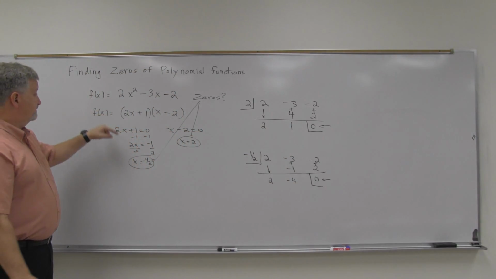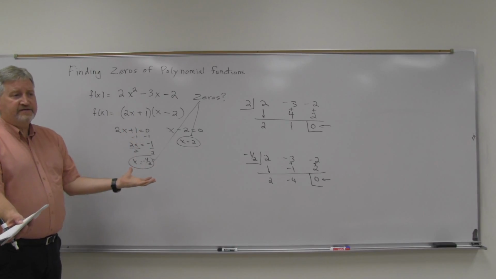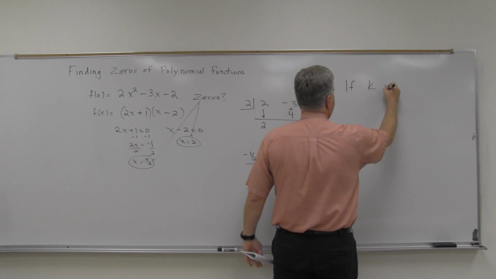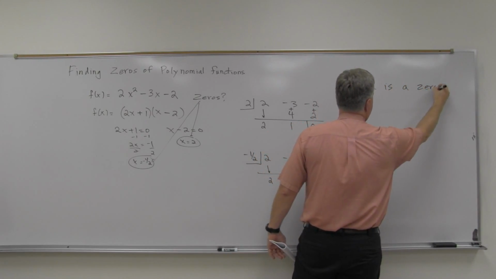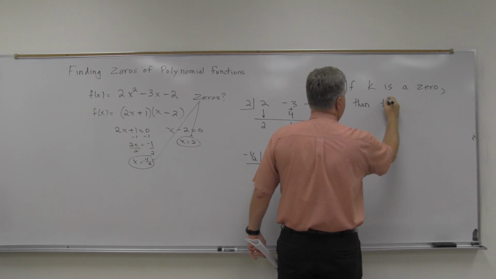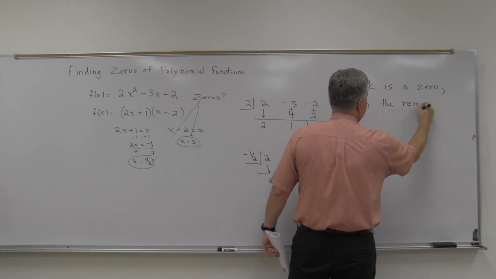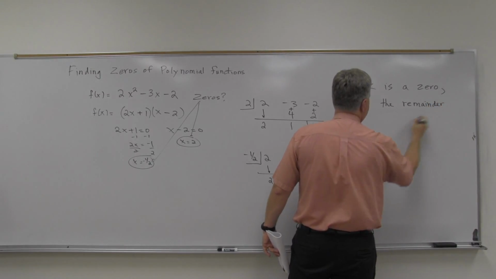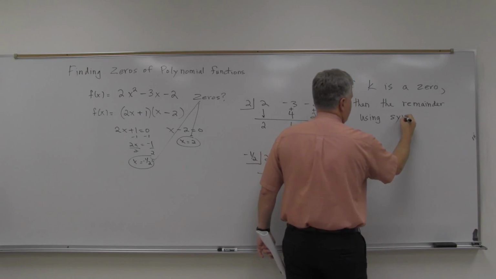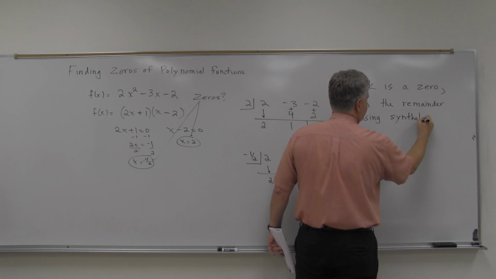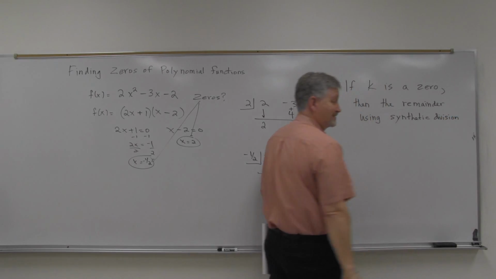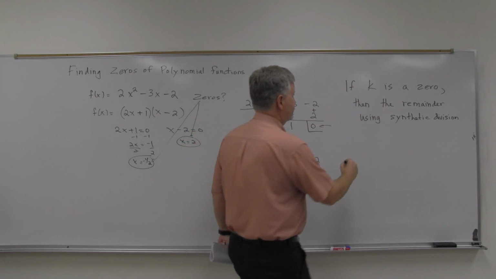Okay? So if k is a 0, or whatever you want to call it, then the remainder using synthetic division, or whatever division, doesn't matter really, it's really just division, but we're going to, of course, use synthetic division, is 0.